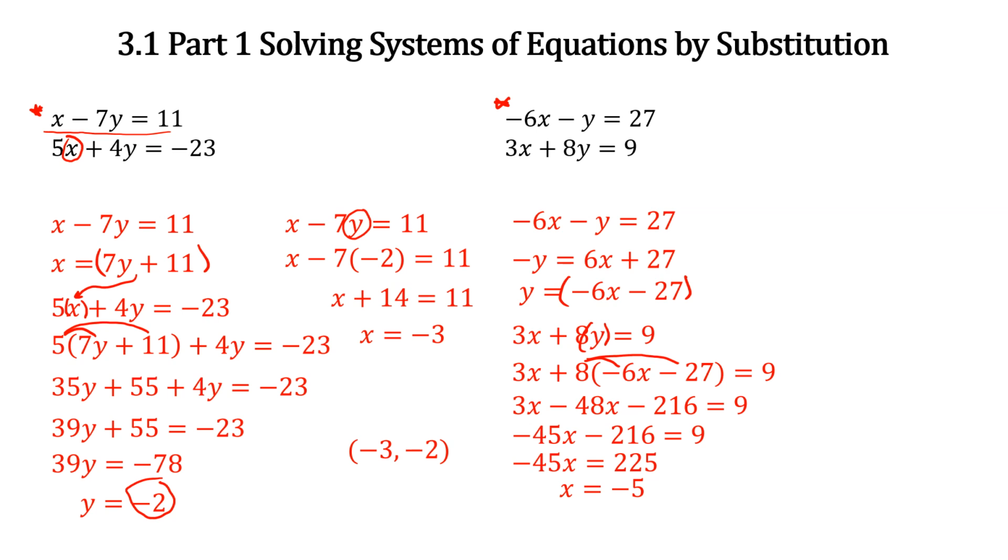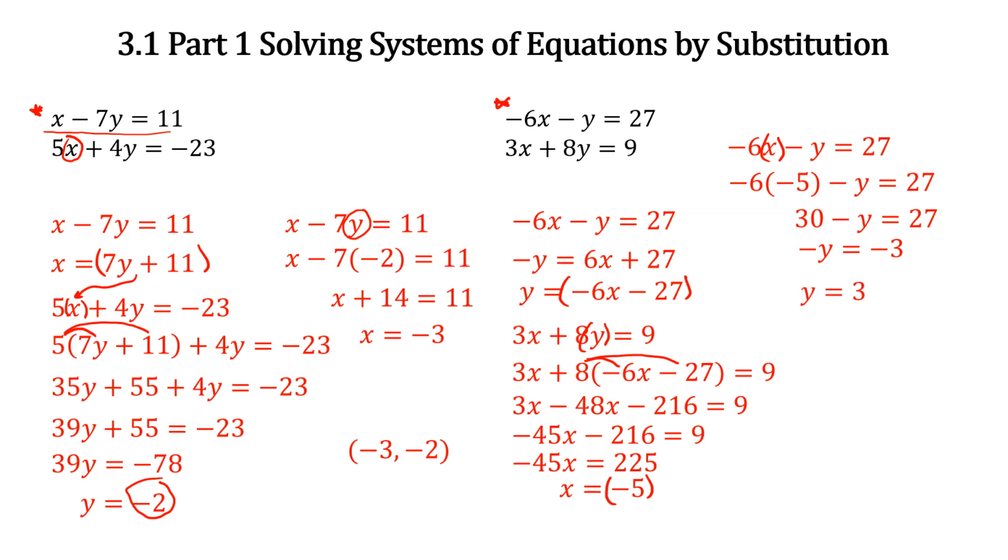So now again, we can plug that into whatever we want to plug it into. I chose this one. You could plug it into the other one if you wanted to. This one looks a little simpler to me. So I'm going to plug this in for this. -6 times -5 is -30. I'm sorry, +30. I'm going to subtract 30 from both sides. And then divide by -1, multiply by -1, change all the signs, however you want to think about it. Y is 3. So you get -5 and 3.